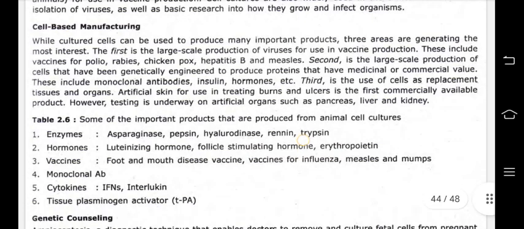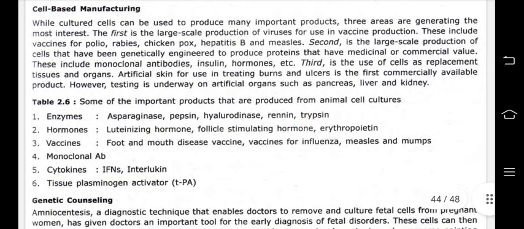Cell based manufacturing. While cultured cells can be used to produce many important products, three areas are generating the most interest. The first is the large scale production of viruses for use in vaccine production. These include vaccines for polio, rabies, chickenpox, hepatitis B, and measles. Second is the large scale production of cells that have been genetically engineered to produce proteins that have medicinal or commercial value. These include monoclonal antibodies, insulin, hormones, etc.